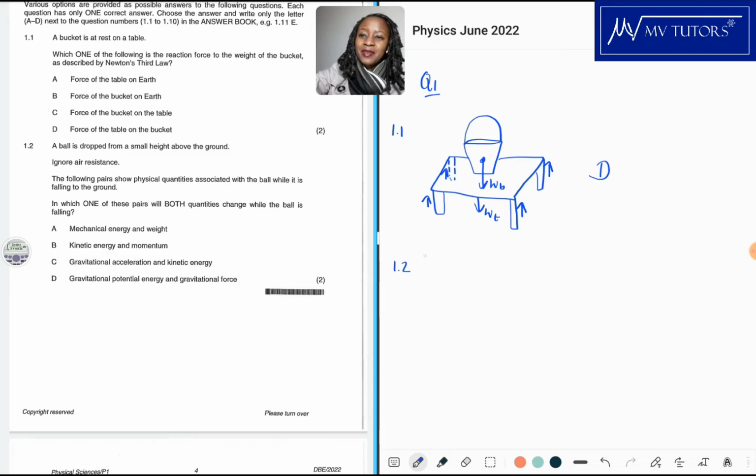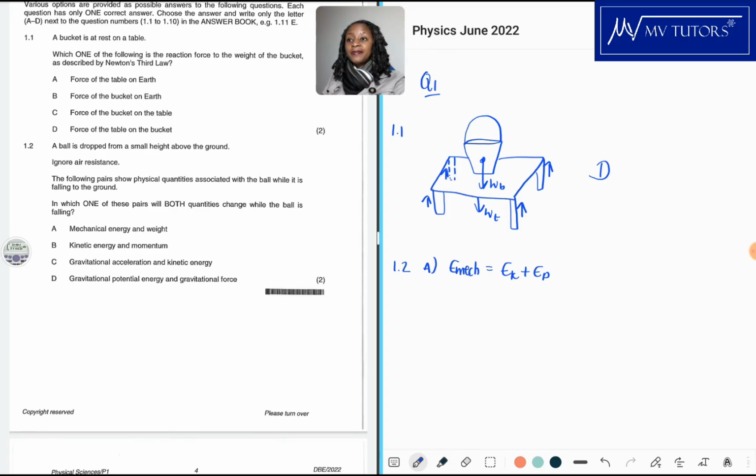Okay, A. So mechanical energy is equal to what? Basically E_MEC, or mechanical energy, is equal to the kinetic energy plus the potential energy. If you look at kinetic energy by itself, it will change. If it was dropped, the kinetic energy is at its minimum, but as it falls and reaches the ground, the kinetic energy will be at its maximum.